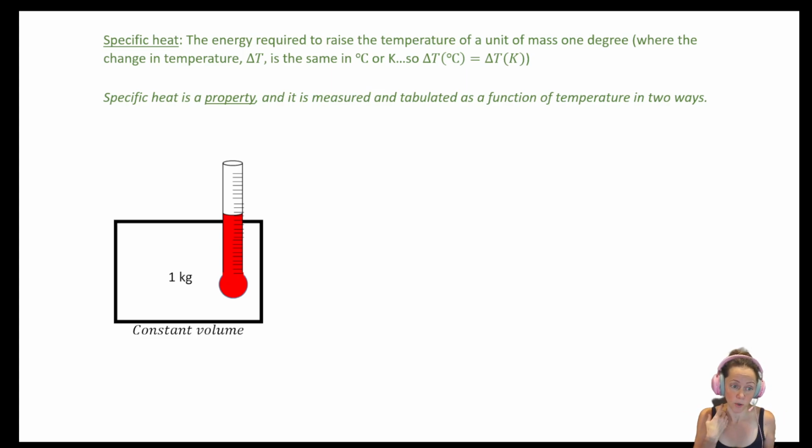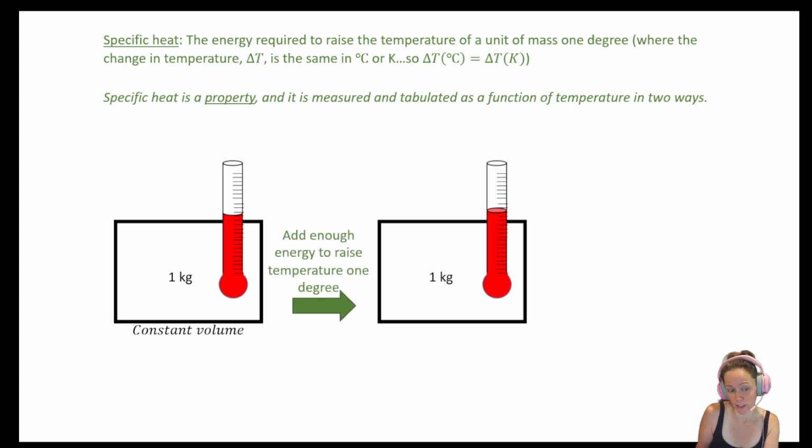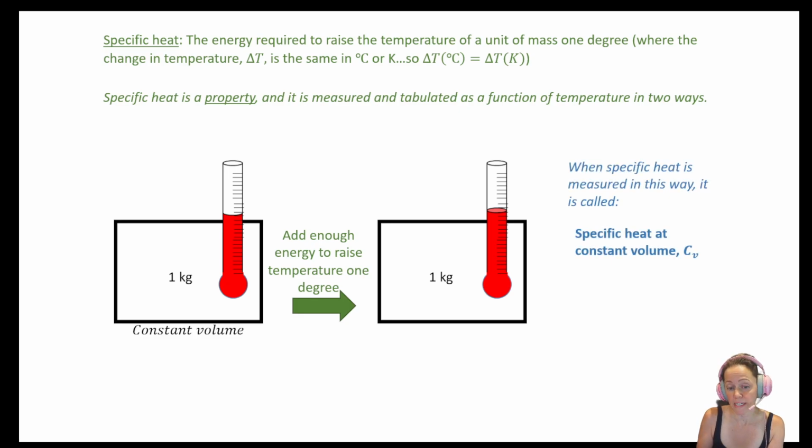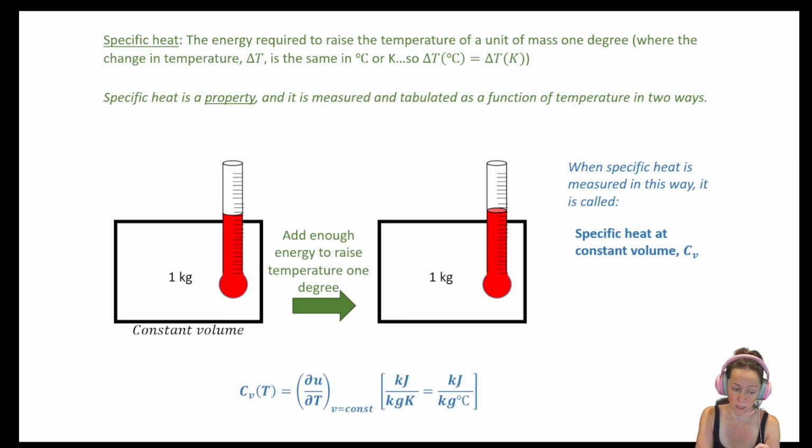Okay. But when they measure specific heat, one way is to take a unit of mass, so 1 kilogram, and see how much heat they have to add to it to raise the temperature of that unit mass 1 degree. And when it's measured this way, we call it specific heat at constant volume. It's CV. Again, you can use this property in processes that are not constant volume processes. The only thing it has to do with constant volume is how it was originally measured.